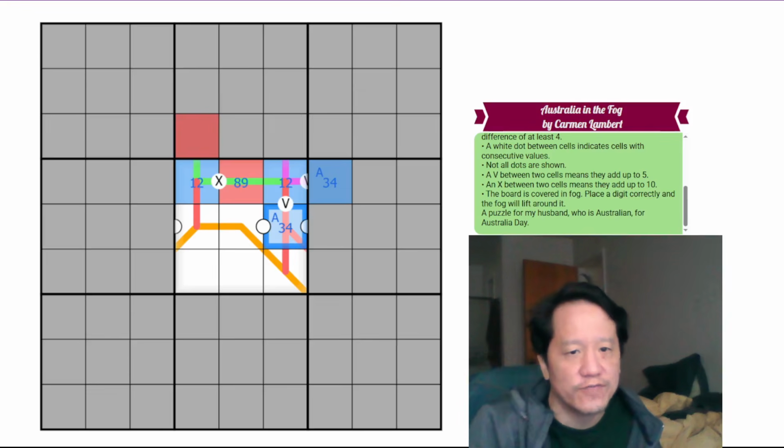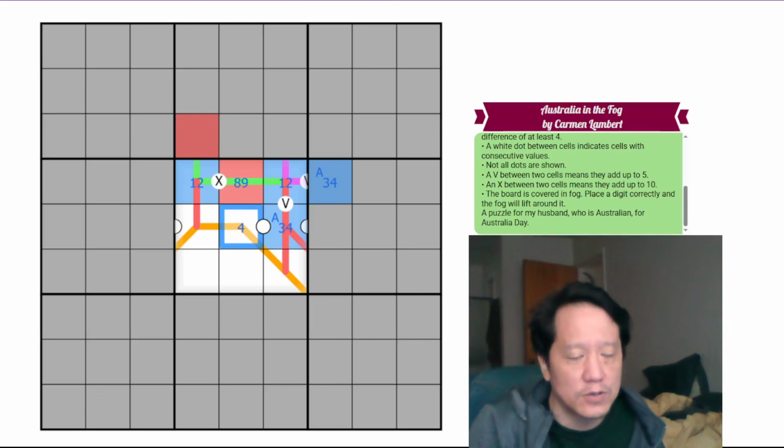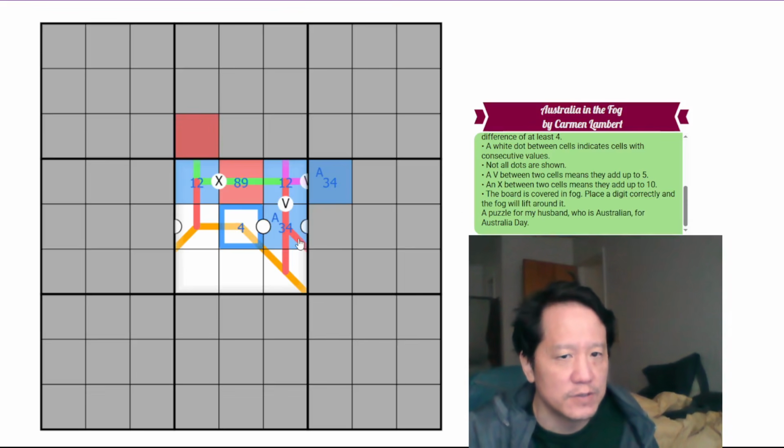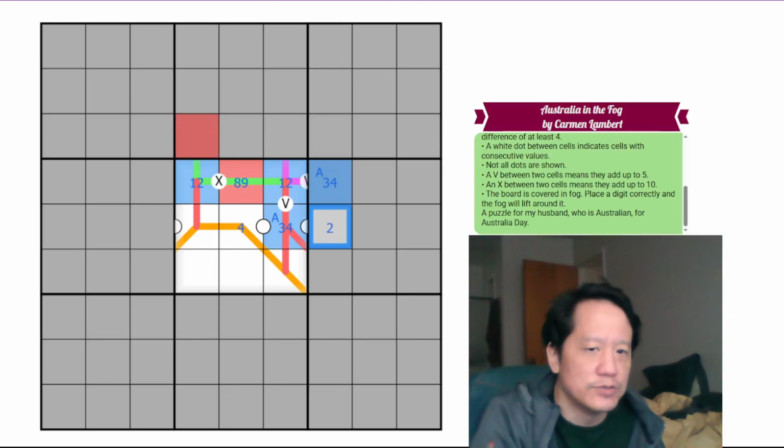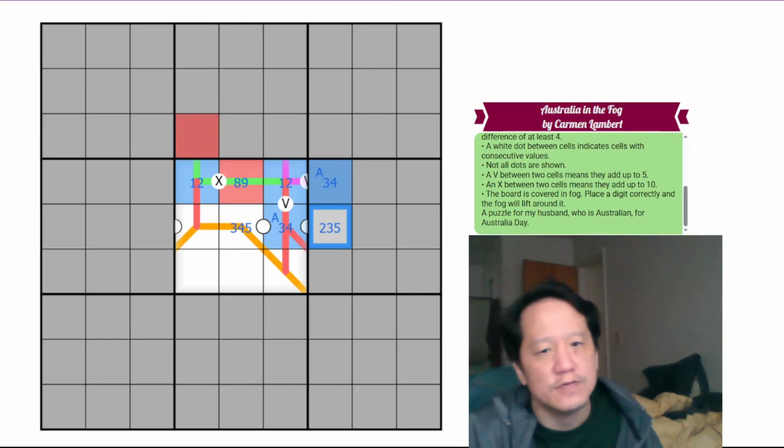This is 3 or 4. If this is 3, that would guarantee 2 here. So if this is 3, this has to be 4 here to be consecutive with it. And then this would be 2. If this is 4, this would have to be 1, but this could be 3 or 5, and this could be 3 or 5. Interesting.